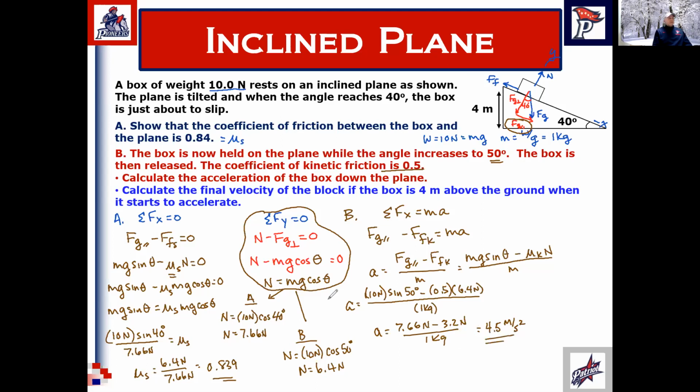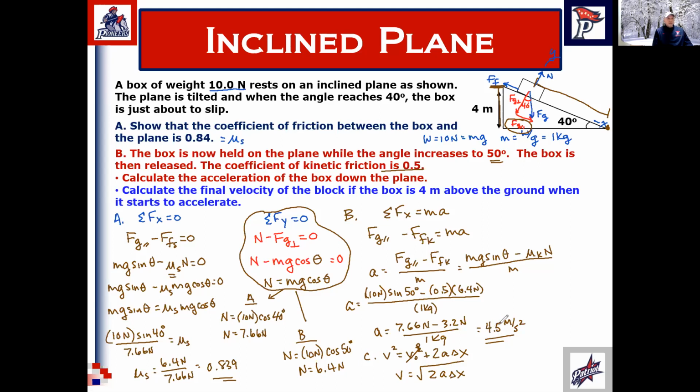Now, once we've done that, calculate the final velocity of the block if it's 4 meters above the ground. So we want to know how fast would the block be when it reaches here, right? But we wouldn't use 4 meters because this is 4 meters. We would need to know this distance. And so then, I'm not going to work this all out for you because I think you guys can handle this. But we would use this equation. We know this is equal to 0. It's not moving. Then it starts moving, right? So V is going to equal square root of 2a delta x.